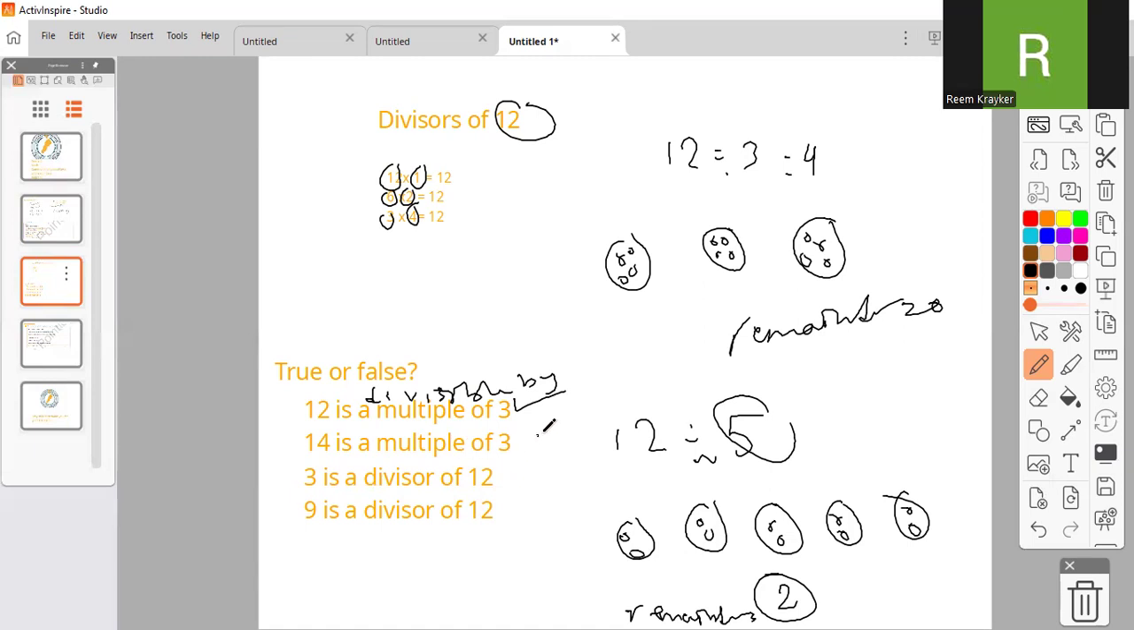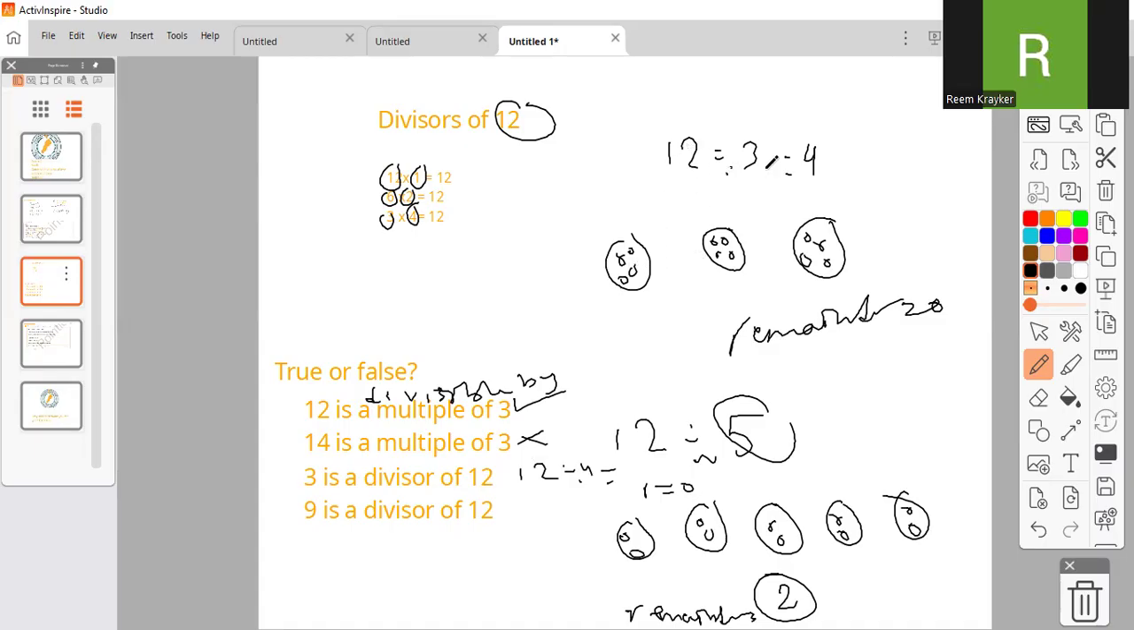14 is a multiple of 3. Do we have 14 in the multiplication table of 3? We don't. So 14 is not a multiple of 3, or we can say that 14 is not divisible by 3. Now, is 3 a divisor of 12? What does this mean? If I divide 12 by 3, the answer that I get has no remainder. The remainder must be 0. Yes, of course, 3 is a divisor of 12 because 12 divided by 3 equals 4 and we have remainder 0. No candies will remain. We explained it here.